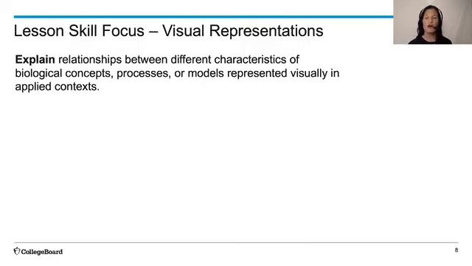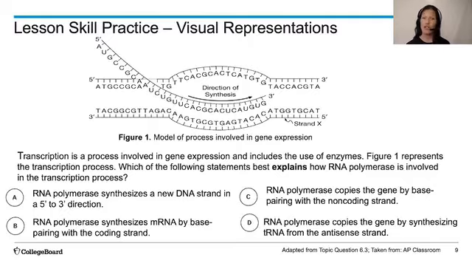The skill that we're working on again is visual representations, which means we're going to be asked to explain the relationships between different characteristics of biological concepts, processes, or models represented visually in applied contexts. There's our picture. Look at that figure, read the question, try to come up with what you think is the best answer, pause the video while you do that, and come back to me when you think you have your answer.